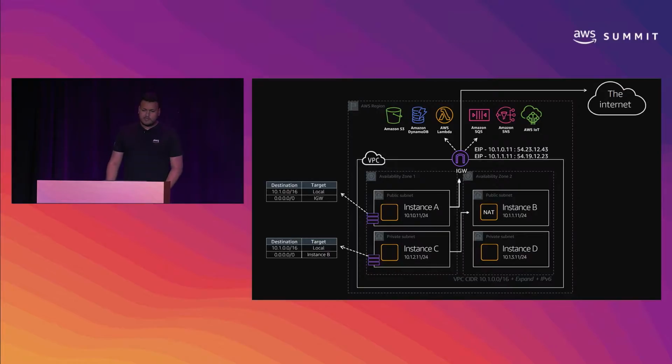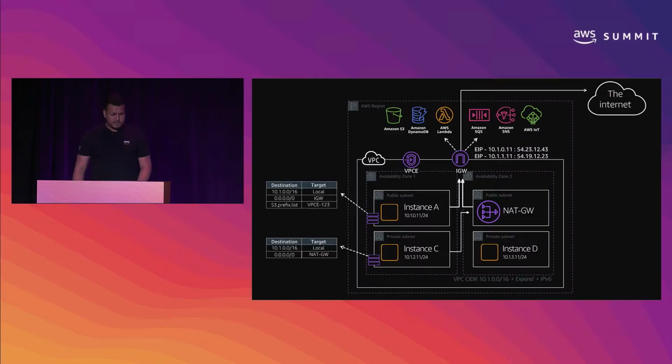Great. Then maybe some instances in the private subnet need to go and get some updates. So they'll also go via a NAT instance. But really, you should be using a NAT gateway. It's built into the VPC fabric, so it's a scalable NAT device that you can use. Awesome. We also have VPC endpoints.